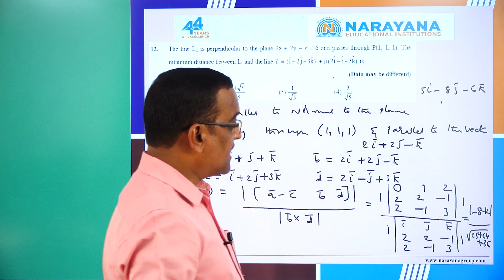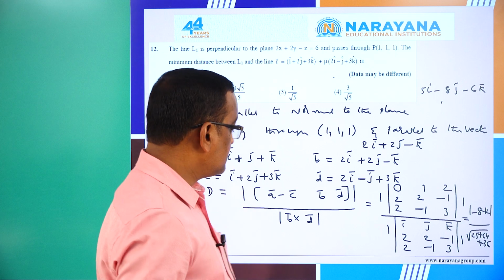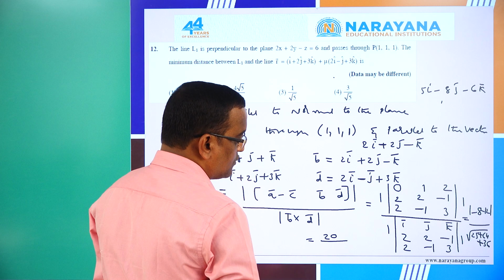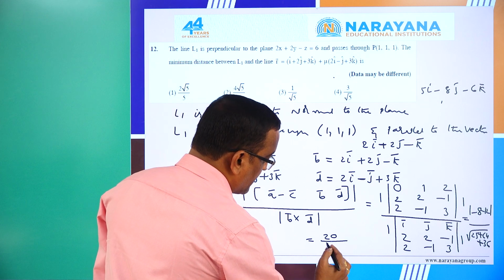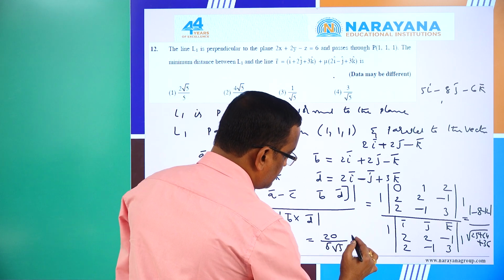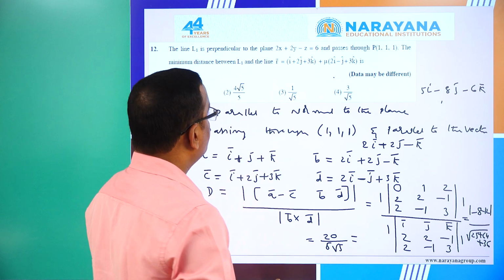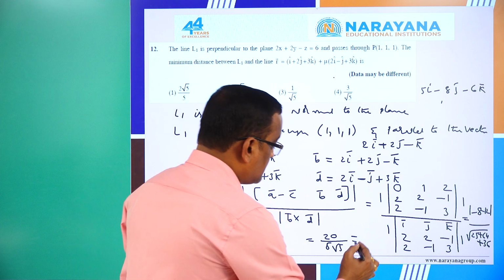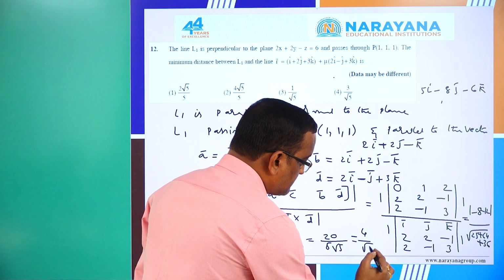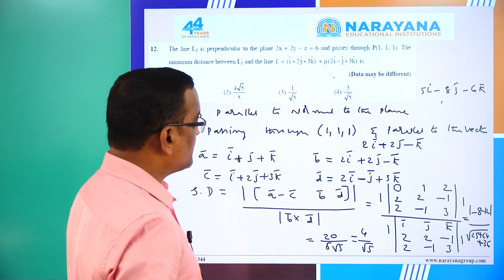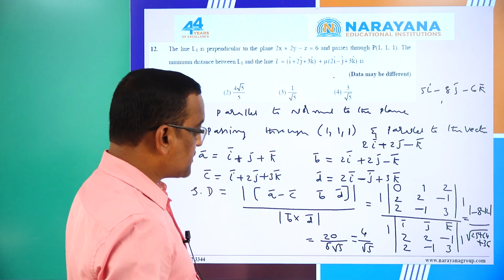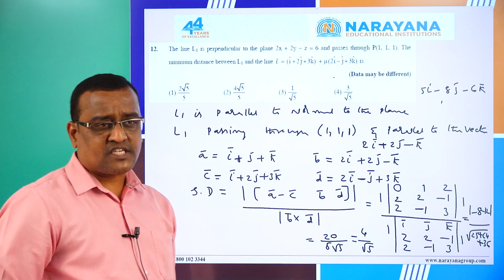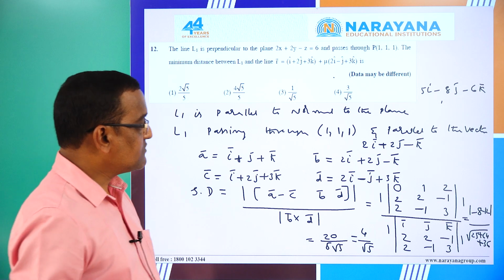So finally, it is 20 by root 125. Root 125 is 5 root 5. This is 4 by root 5, or you can write as 4 root 5 by 5, the second option. Just write the two lines, apply the shortest distance formula, and simplify that one.